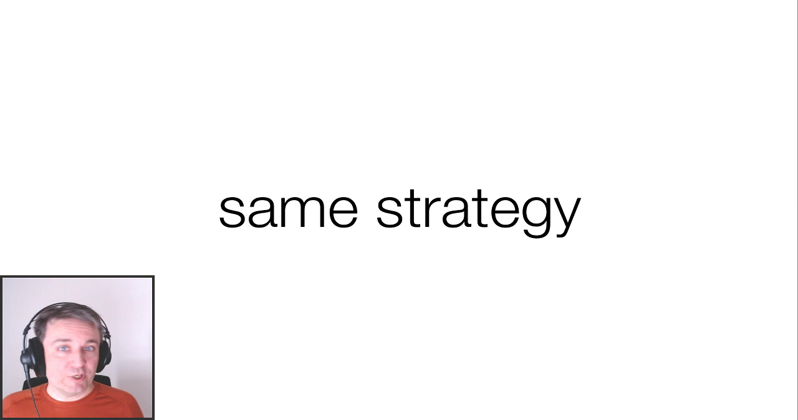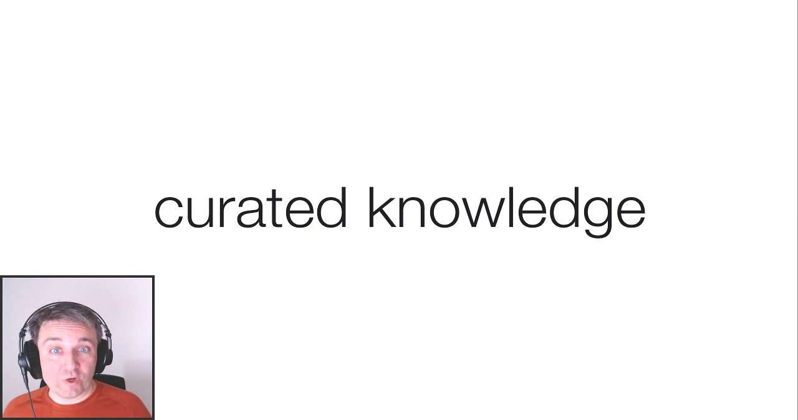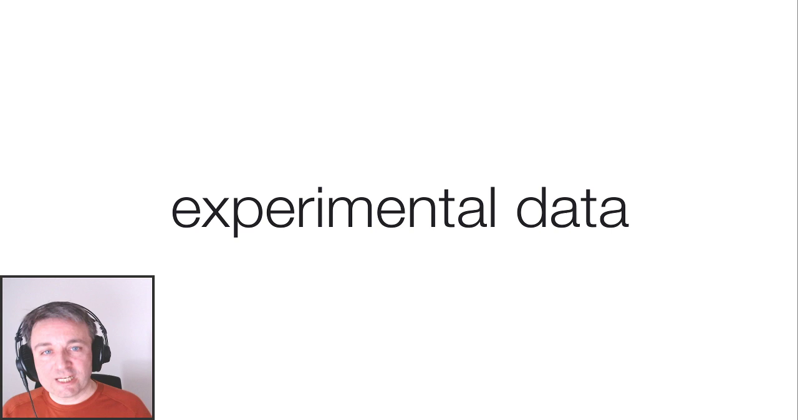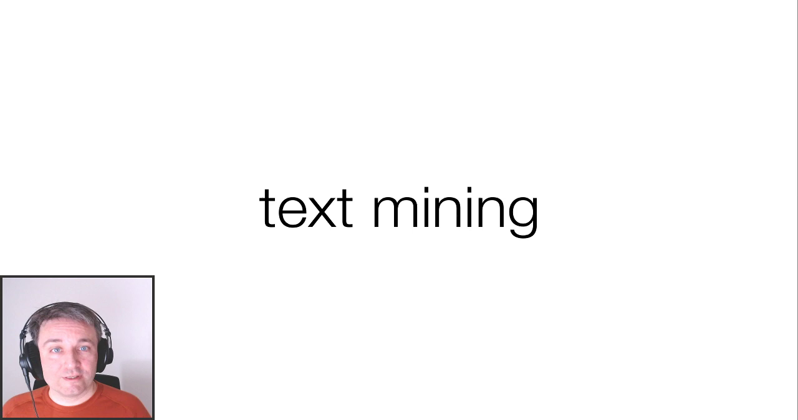We take curated knowledge from whatever reliable manually curated databases exist. We take experimental data, it could be tissue expression data, subcellular localization data, physical protein interactions, chemical screens, it doesn't matter what it is. We run text mining, looking at co-occurrence evidence, so that would be things like, if a protein is mentioned with a disease, that protein is likely involved in that disease. It's very simple logic here.